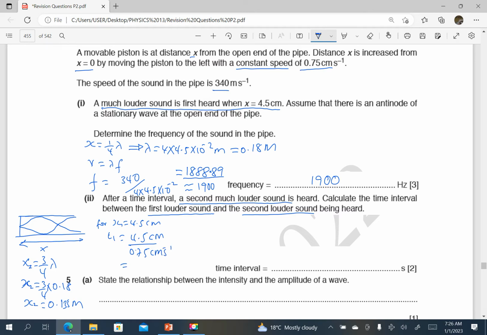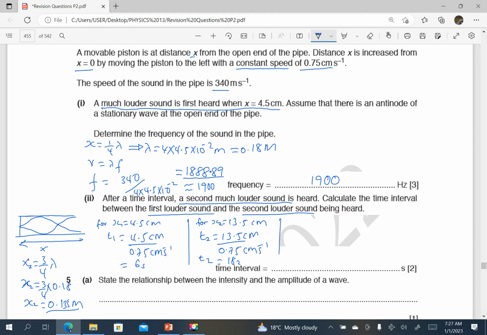And what is T1? T1 is 6 seconds. T1 is 6 seconds when we have the first loudest sound. Then for x equals, now this is 0.135 times 100, for x equals 13.5 centimeters. What is T? Now this is going to be x2. So T2 is going to be equal to 13.5. I just changed this to centimeters. So it's 13.5 centimeters divided by 0.75 centimeters per second, because the speed is constant. So what is T2? And I'm getting T2 as 18 seconds.